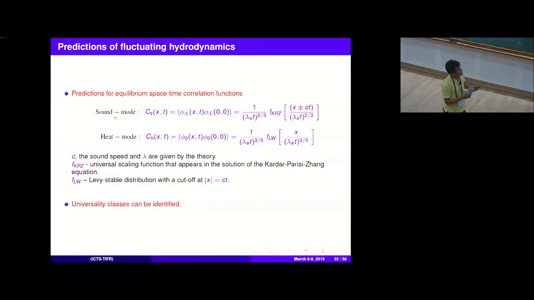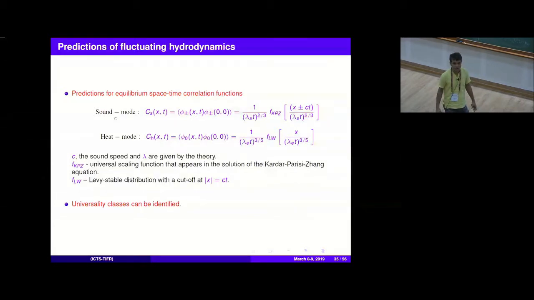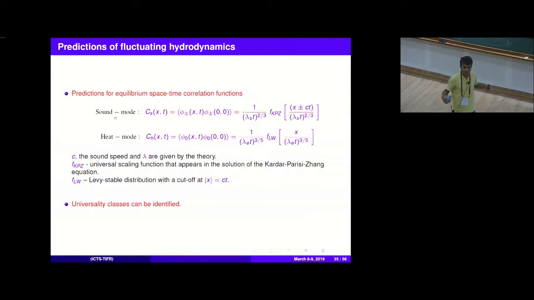This just indicates that it's moving to the left or right with some speed c. And for the heat mode, you find that it's actually given by the Levy distribution. Also from the theory, you can see that there's a cutoff at some distance beyond which you don't get any propagation. So this is a Levy walk, but with the caveat that it has finite support.